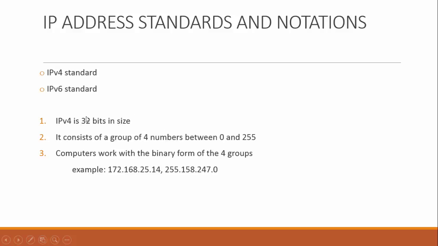An IPv4 address is 32 bits in size, and it consists of 4 numbers between 0 and 255. Those 4 numbers you can call octets. It consists of 4 octets, where the numbers vary from 0 to 255. Computers work with the binary form of the 4 groups. Human beings convert to decimal in order to read it. Like the examples I have here, 172.168.25.14 or 255.158.247.0. The computer converts this to binary for it to be able to interpret it and use it well.